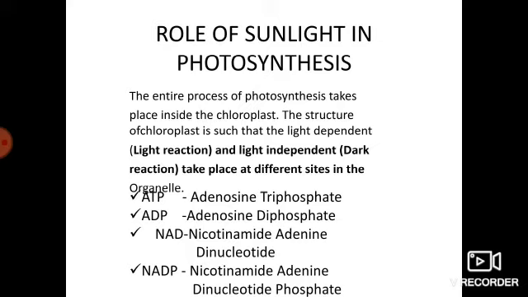Then you can see some of the energy rich compounds like ATP, ADP, NAD and NADP. ATP means adenosine triphosphate, ADP adenosine diphosphate, NAD nicotinamide adenine dinucleotide, NADP nicotinamide adenine dinucleotide phosphate.